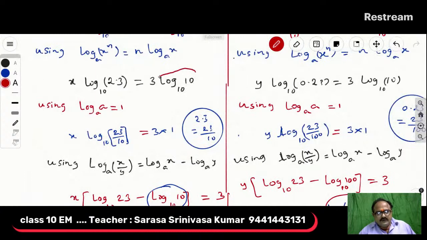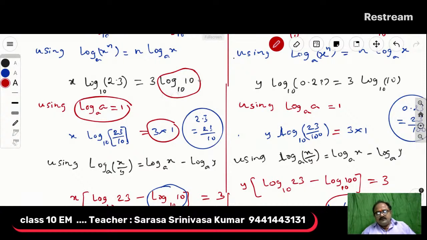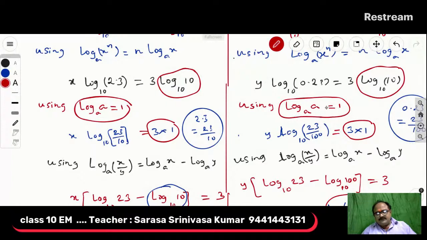Now on the right-hand side we have log 10 base 10 here. So using the formula log a to the base a, we can write it as 3 multiplied by 1. We can write 3 multiplied by 1 on the right-hand side. Here also we have log 10 base 10. In place of log 10 base 10 we can write 1. So 3 multiplied by 1 can be written using the formula log a base a.